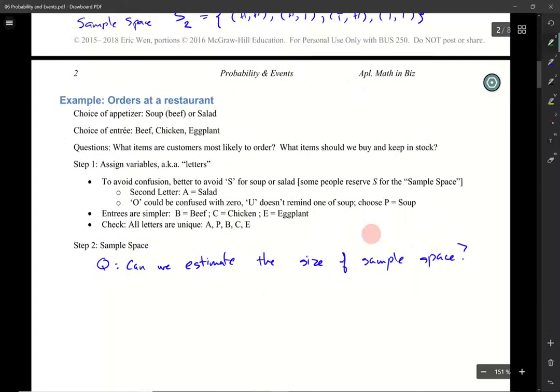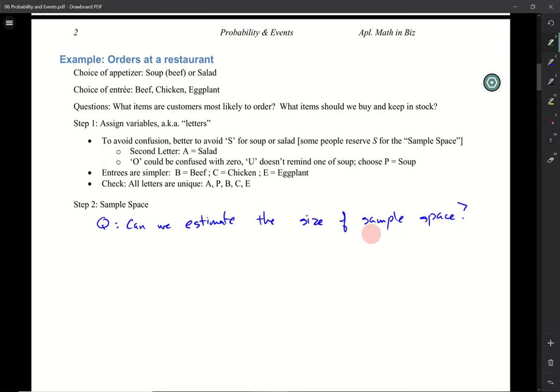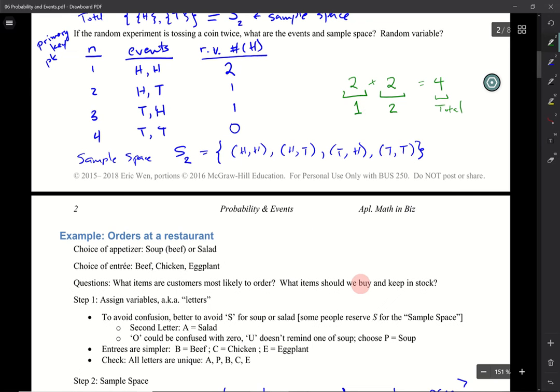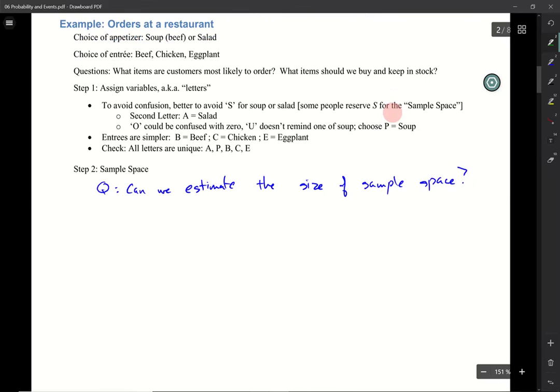So what if we tried to apply that here? Can we estimate the size of the sample space? How would we do that here? I think we can do it here. Kind of just like what we did last time, we had a slot for the first one, a slot for the second one, right? So maybe we would have a slot for the appetizer, and we have a slot for the entree, the main dish. So for the appetizer, how many choices are there? 2, right? Soup and salad, thanks. And what about the entree? There's 3, right? There's beef, chicken, and eggplant. So that's predicting 6 total.